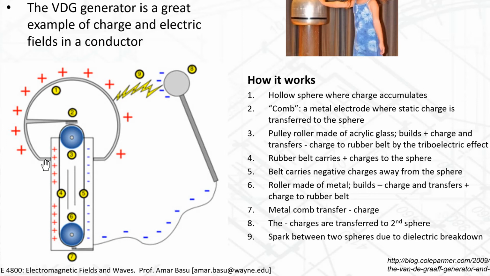So this pulley just goes in the counterclockwise direction, and as it's going, it is taking away positive charge from here and transferring positive charge up here like this. Okay, so the rubber belt carries positive charge to the sphere. That's number 4 on the left-hand side. And number 5, this other belt, carries negative charge away from the sphere.